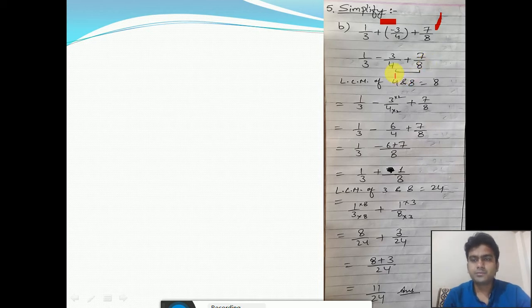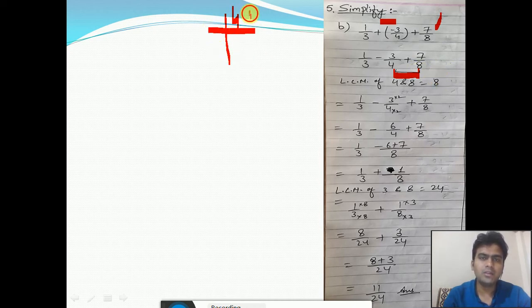Now I am taking the last 2 numbers, and I will take the LCM of these two. The LCM of 4 and 8 is 8, and I think you know how to take the LCM of 2 numbers. Write down 4 and 8 and see by which number you can divide. You can divide by 2. 2 2s are 4 and 2 4s are 8. Now again you can divide these 2 numbers by 2. 2 1s are 2, 2 2s are 4.